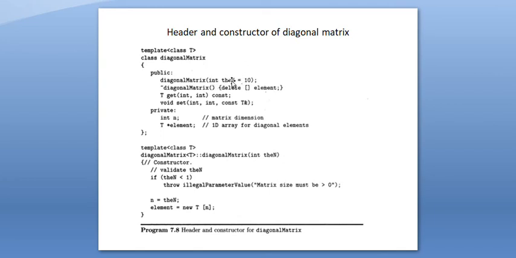Suppose we had provided a parameter to the constructor, saying diagonal matrix D, and inside the brackets we define 20. Then the n value will be replaced by 20, and that will be used, and you're going to get an array with 20 memory locations. That's how this constructor works. I hope this function is clear.